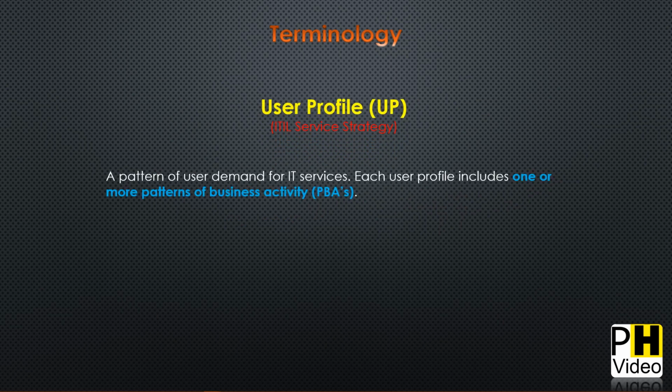User profile, or UP, a pattern of user demand for a service. Each user profile includes one or more patterns of business activities. Here's our PBA again. Again, if you're Amazon, you better believe that they monitor your origin IP address, what state you're in, what time of day it is, even what country you're logging in from, so they can figure out, oh, wow, people in New York, during the holidays, between X and Y time window is when the traffic is the greatest. They create user profiles. They can also do it by demographic, by your gender, they might do it by your age. I don't know exactly the depth of granularity Amazon goes into, but I can tell you most organizations want to collect as granular of information as they can, because it helps them understand the patterns and adjust for them accordingly.